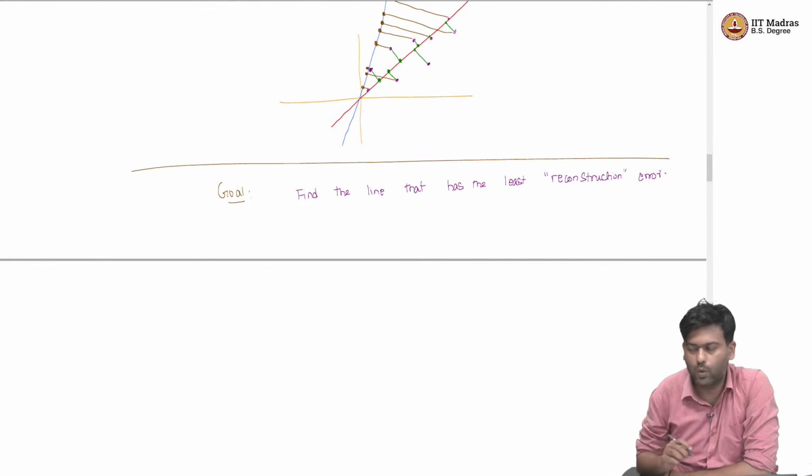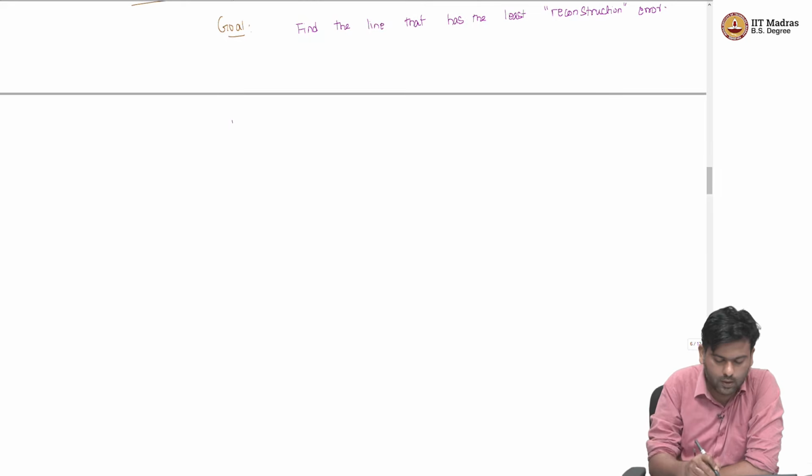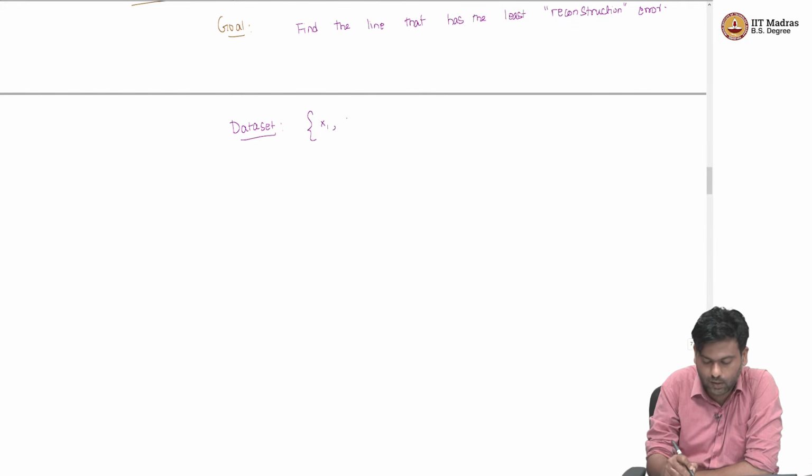This is what we want to find, right? So let's do this. Now, let's say you have a data set. As usual, we have an unsupervised data set which has x1, x2 till xn, where the xi's are in R^d. Now, how do I define error for a given line with respect to the data set?